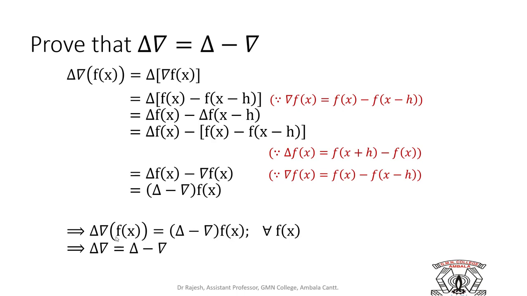Now we will be moving towards the fourth identity, and you can mark it as an important one. Prove that E is equal to exponential of hD, where D is the differential operator. Fine. Now we will start proving it. E f of x is equal to f of x plus h. You know this by the definition of a shift operator.